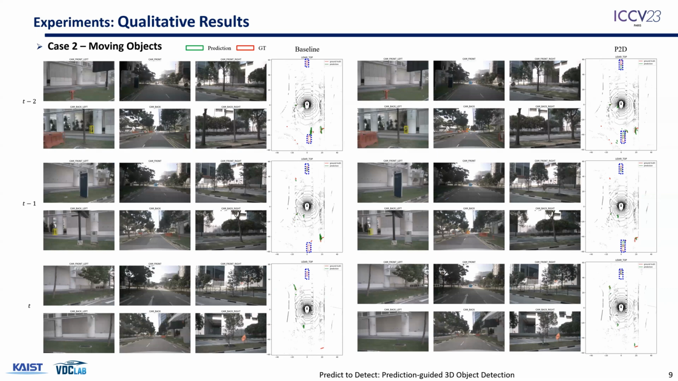The second case involves moving objects. P2D can detect all moving objects in the frame, while the baseline model fails. This case demonstrates the ability of P2D to effectively detect moving objects.